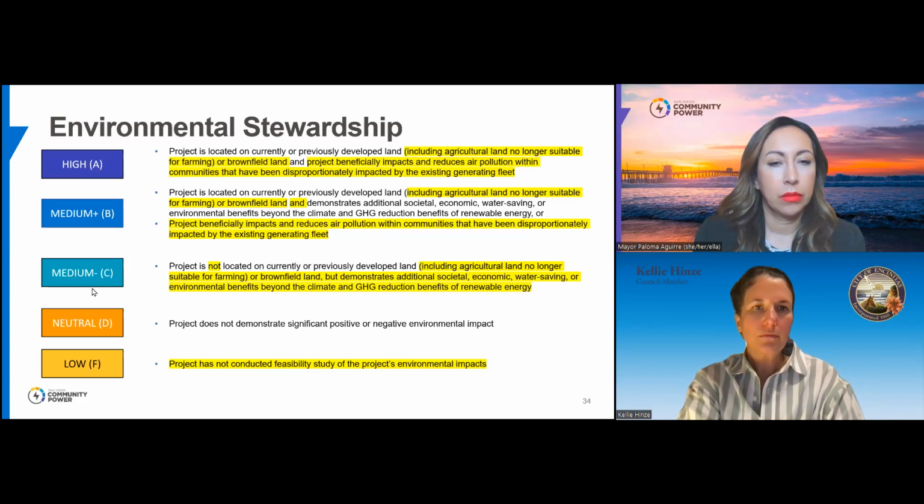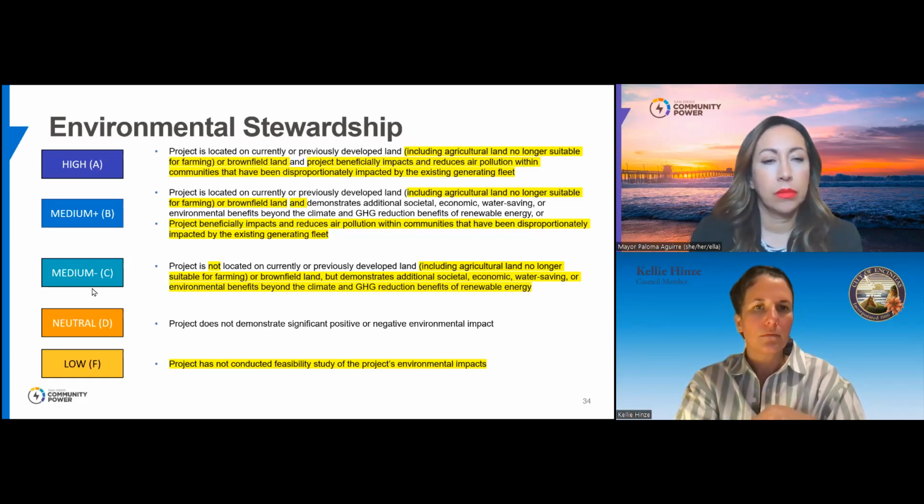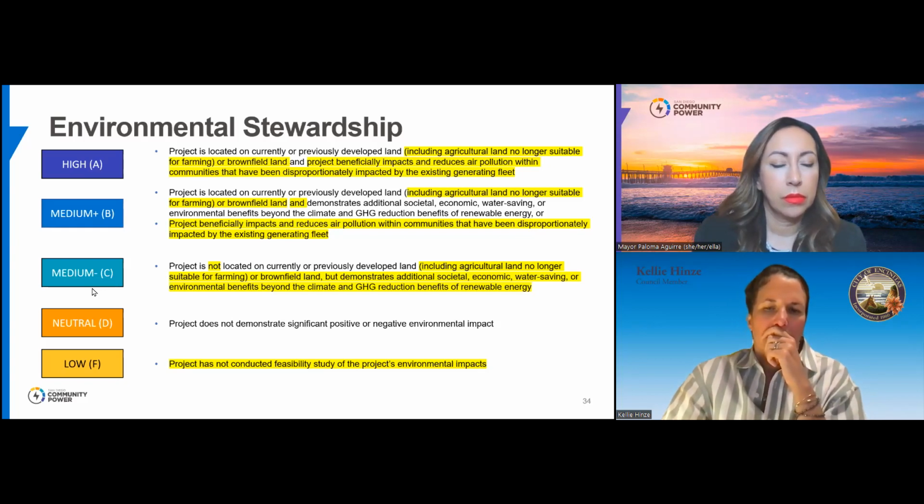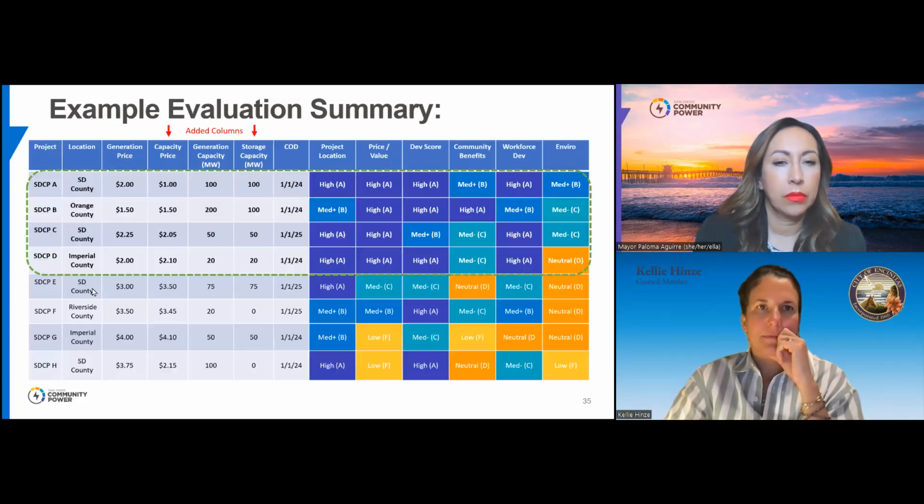And then the low score for F is they have not even conducted feasibility studies of the project's environmental impacts. And so again, signaling to developers or those who would apply to the RFP that if you're that early in the process or you haven't even developed that, it's probably unlikely you're going to move forward in the shortlisting process in an RFP. Next slide, please.